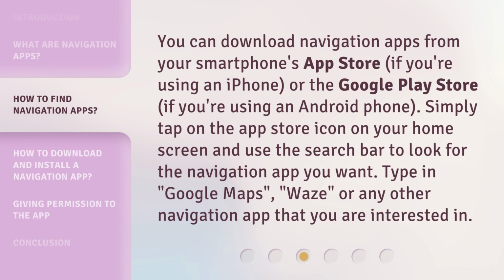You can download navigation apps from your smartphone's App Store, if you're using an iPhone, or the Google Play Store, if you're using an Android phone. Simply tap on the App Store icon on your home screen and use the search bar to look for the navigation app you want. Type in Google Maps, Waze, or any other navigation app that you are interested in.